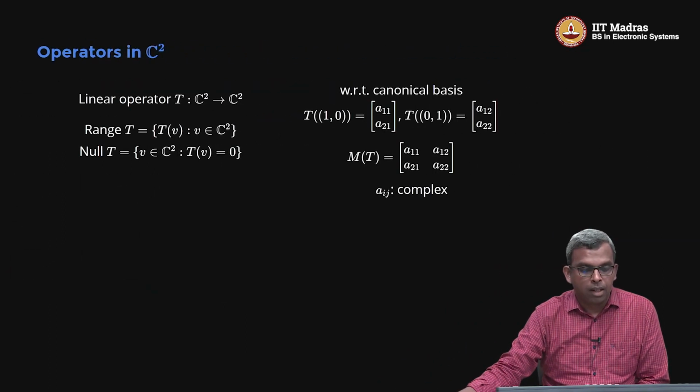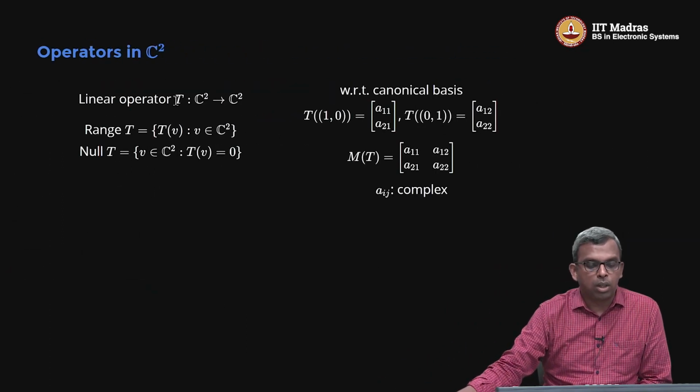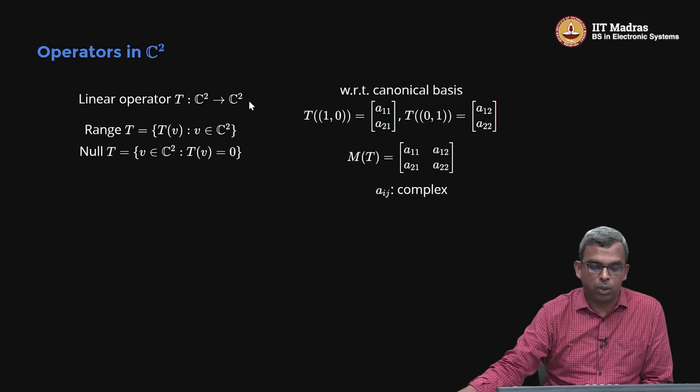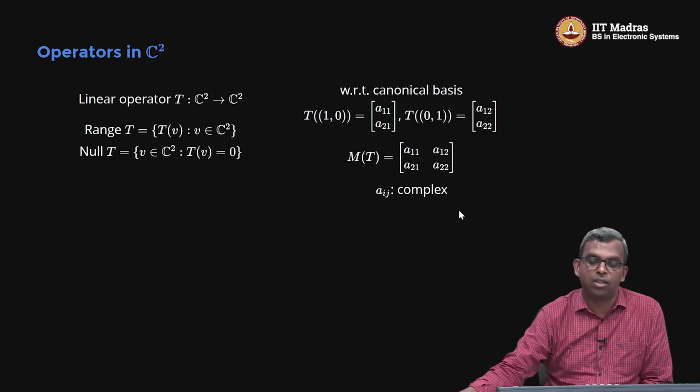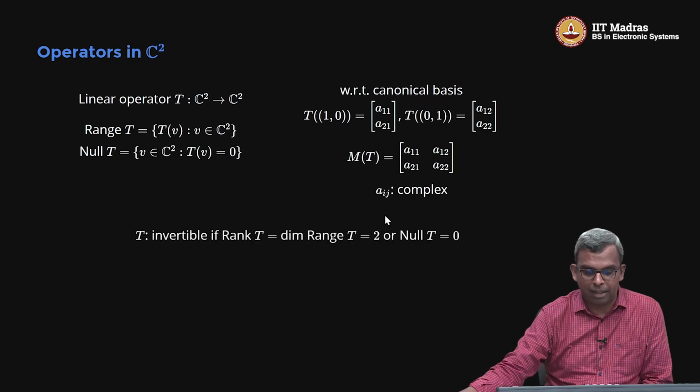So operators, how do they look? A linear operator T from C2 to C2 will have a range. It will also have a null space. And you can work with respect to the canonical basis. Remember, the canonical basis remains the same. (1, 0), (0, 1) is still the canonical basis, except you can multiply it with complex numbers. So T of (1, 0) becomes a complex two-dimensional vector. T of (0, 1) also becomes a complex two-dimensional vector. So the matrix becomes a matrix of complex numbers. Aij is complex. Except for that, the basis is the same. Linear combinations, all of that you can repeat as such.